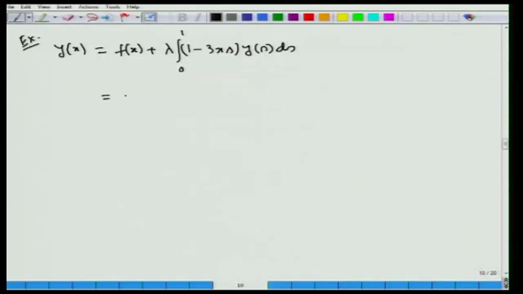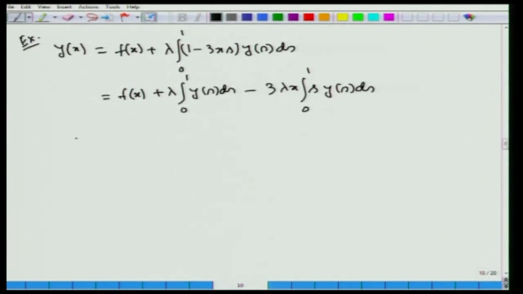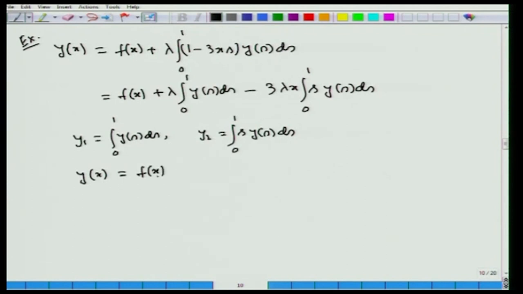So, first of all, we can rewrite this equation as f(x) plus lambda integral 0 to 1 y(s) ds minus 3 lambda x integral 0 to 1 s y(s) ds. Defining y1 equal to integral 0 to 1 y(s) ds and y2 equal to integral 0 to 1 s y(s) ds, we can write y(x) equal to f(x) plus lambda y1 minus 3 lambda x y2. So, this is the expression for y(x).